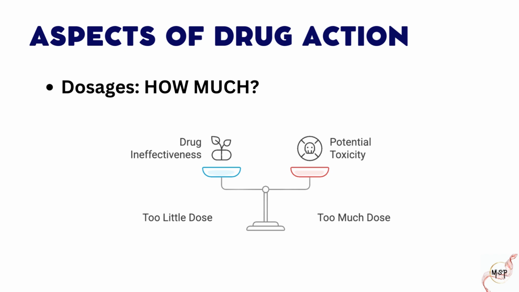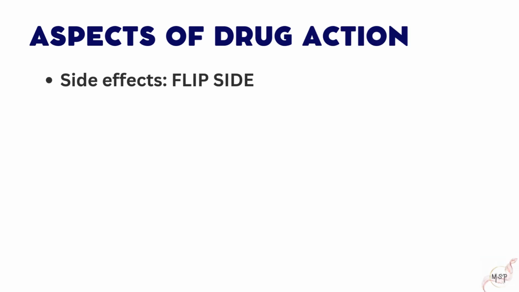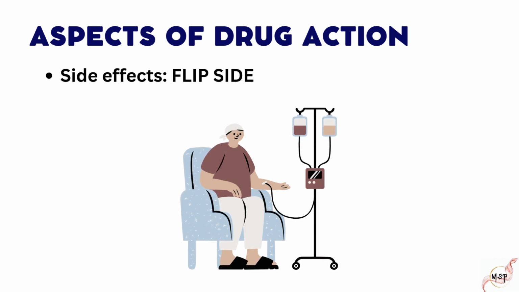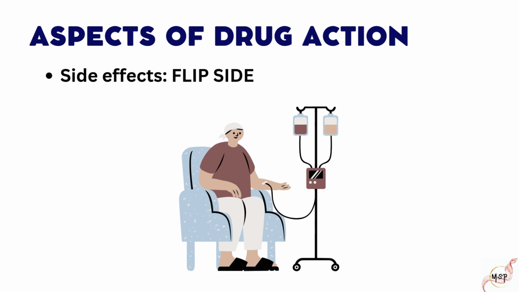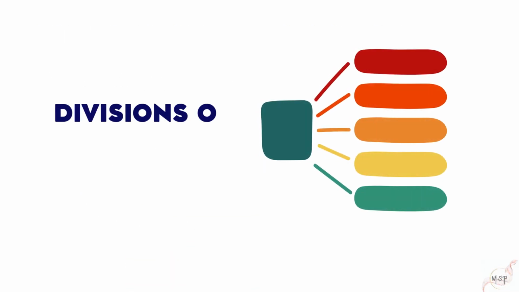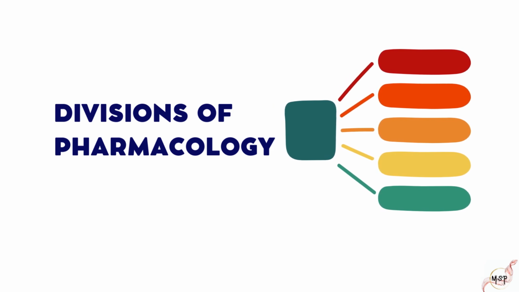Now, next one is side effects. Every drug has a flip side. For example, chemotherapy kills cancer cells but can also damage healthy cells, causing side effects like hair loss and nausea. Pharmacology has several key divisions, and today we'll explore each of them in an engaging way. So let's start with pharmacokinetics.